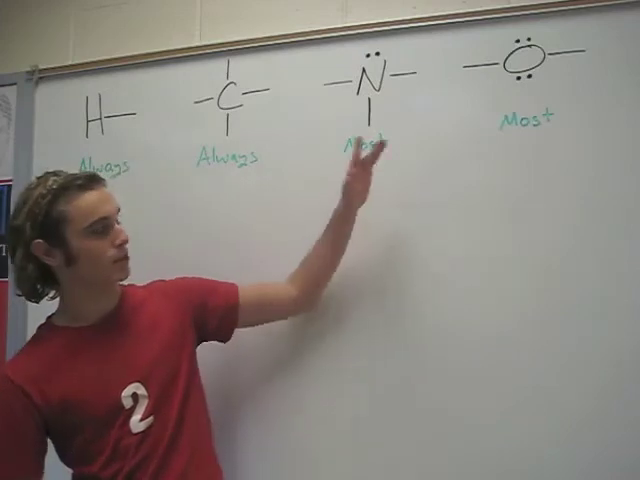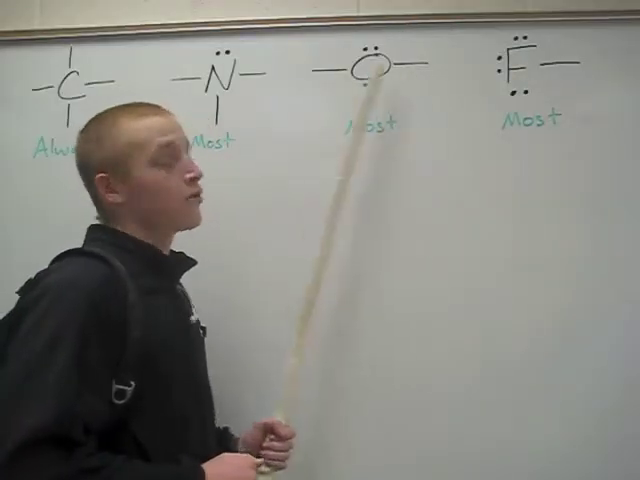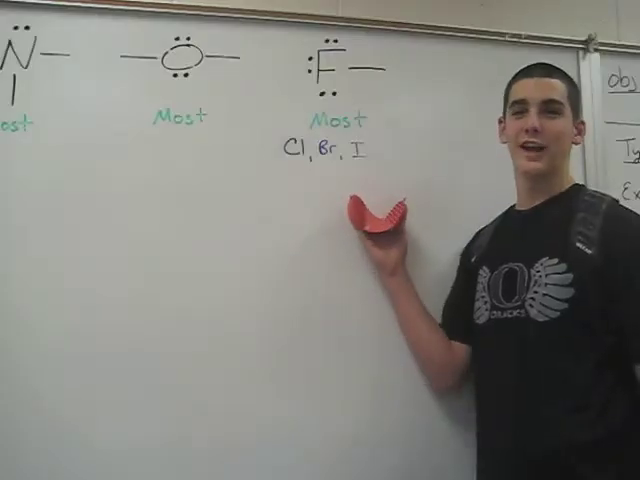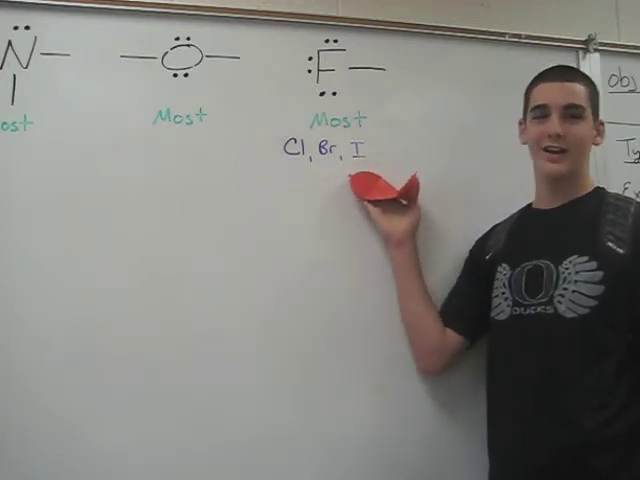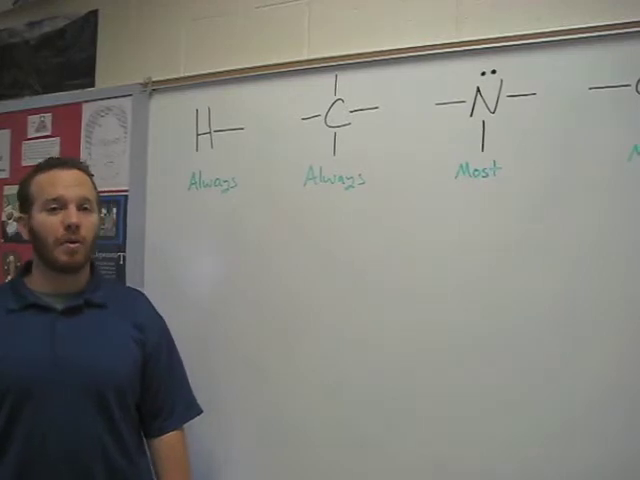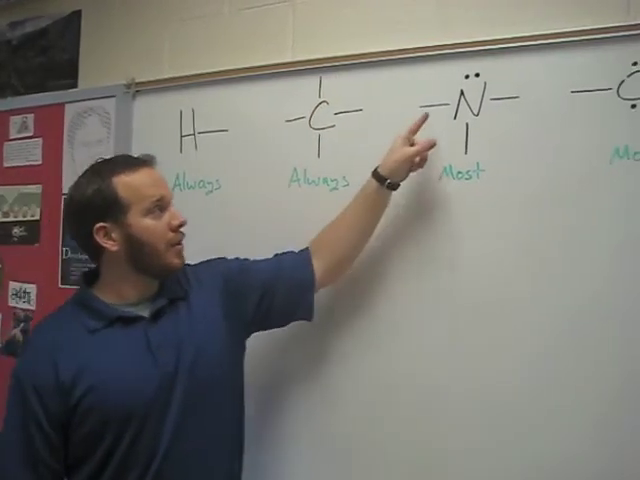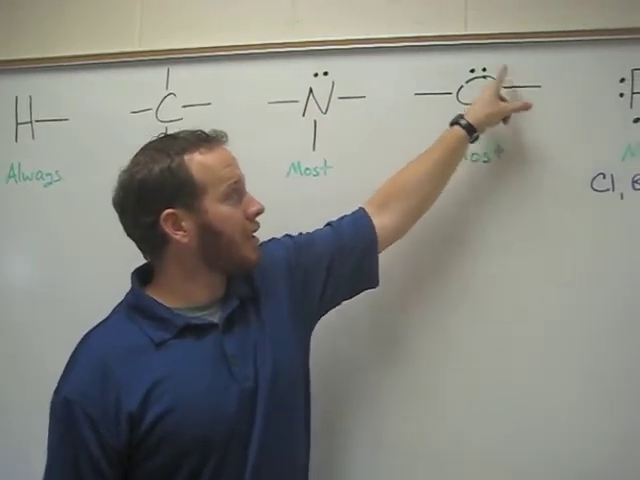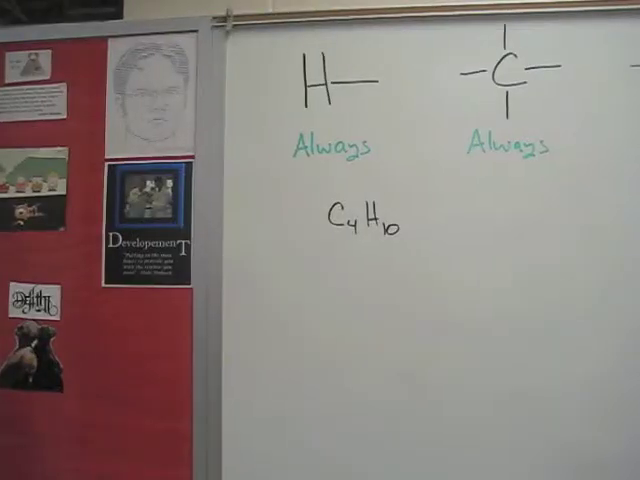Most of the time, nitrogen has 3 bonds and 1 lone pair. Most of the time, oxygen has 2 lone pairs and 2 bonds. Fluorine has one bond and 3 lone pairs. Also note, chlorine, bromine, and iodine also bond this way. Notice that the octet rule is always obeyed: 2, 4, 6, 8.